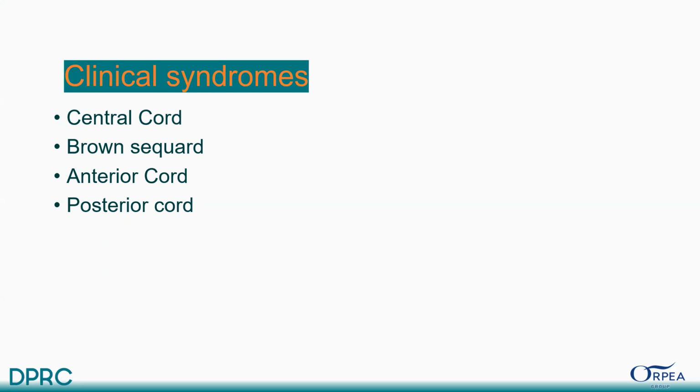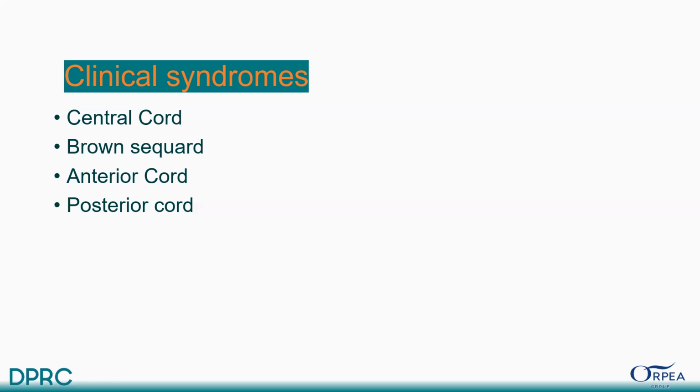There are 31 pairs of spinal nerves arising from each segment of the spinal cord. They innervate different parts of the body. There are 8 cervical segments, 12 thoracic segments, 5 lumbar segments, 5 sacral segments, and the last one is 1 coccygeal segment. Any injury to the spinal cord, by direct trauma, indirect trauma, or an infection, causes disruption of function in different parts of the body.